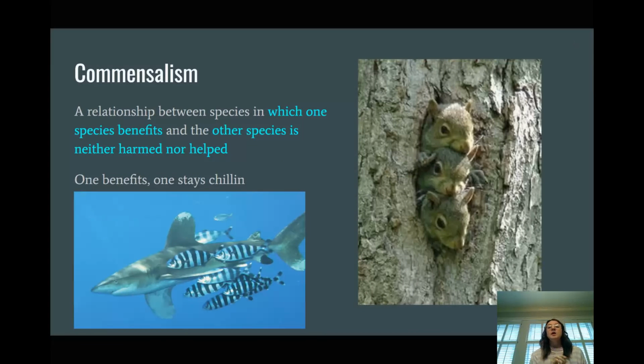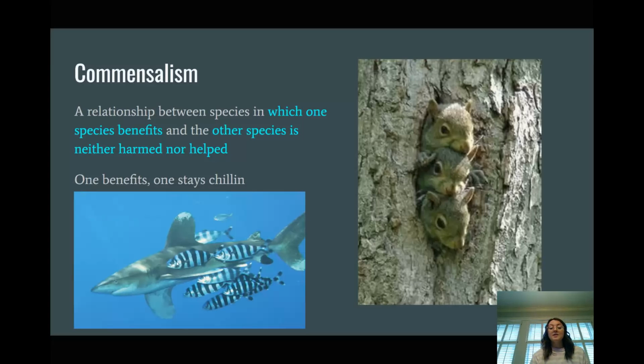So this is when one species benefits and the other one has no effect. It doesn't help them, it doesn't hurt them either. So an example of this would be this squirrel species, even though you could maybe argue this as mutualism. So you have this species of squirrel living within a hole of the tree. The tree is not harmed, but the squirrels benefit from this.